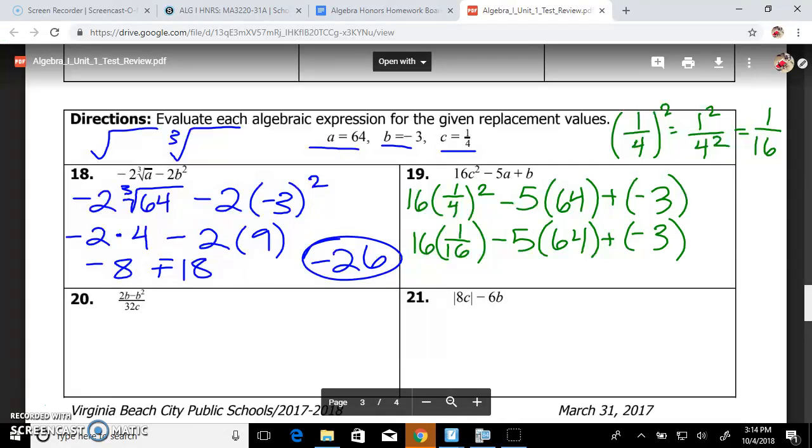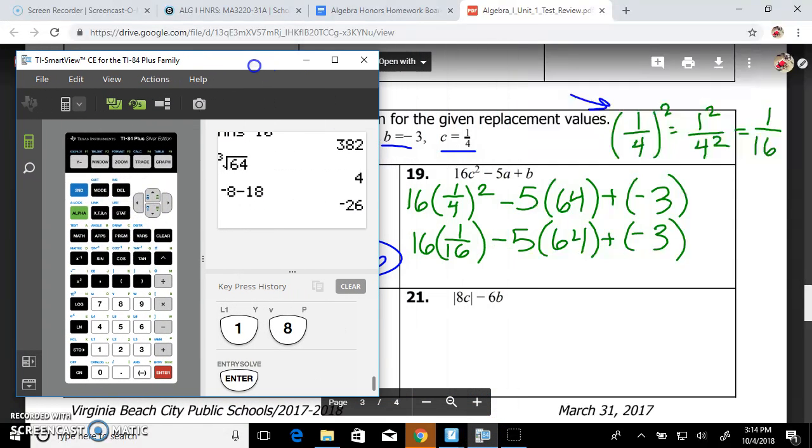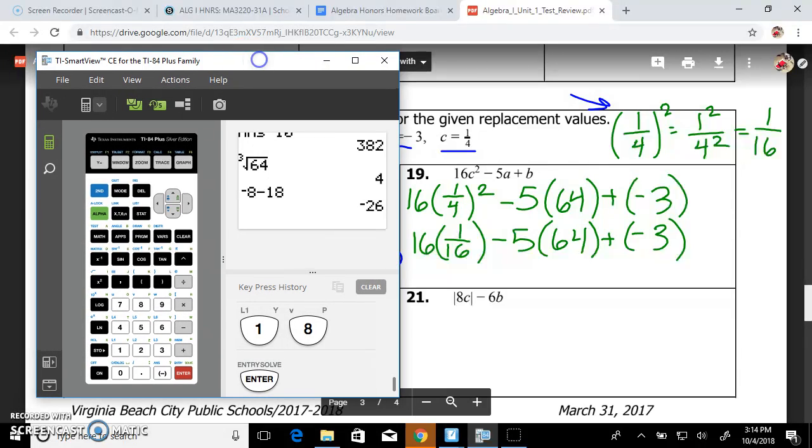All right, let's look back at this 1/4 squared. If this way totally confused you, then let's get our calculator out. I don't really like to rely on the calculator, but in this case, it could really help us. So if we want 1/4 squared, we're going to put 1/4 in parentheses, and let's square it. Let's see what we get.